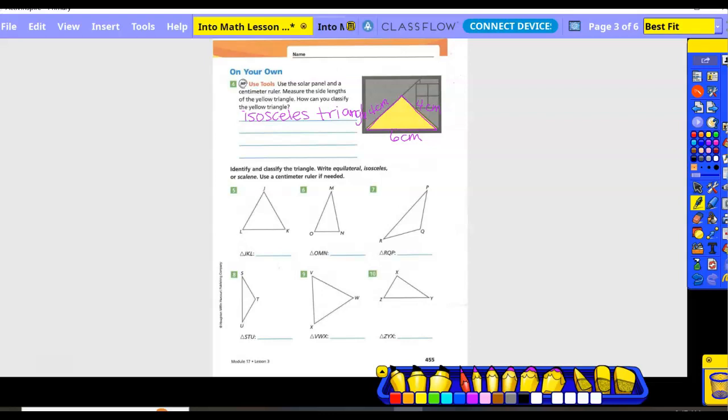Okay, identify and classify the triangle. Use or write equilateral. How many sides has to be equal? 3. Isosceles? 2. Scalene? 0. Use a centimeter ruler if needed. So just looking at number 5, what do you guys think? Okay, let's get our rulers and double check.